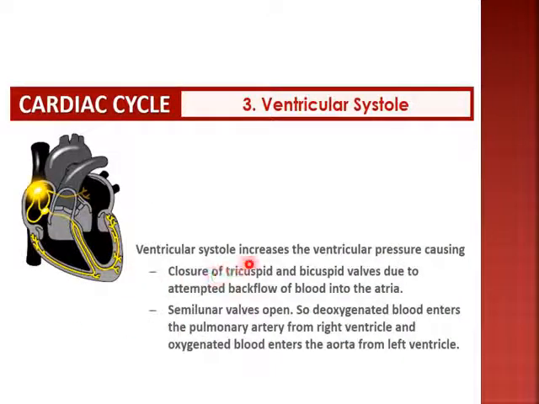Ventricular systole increases the ventricular pressure, causing the closure of the tricuspid and the bicuspid valves due to the attempted backflow of blood into the atria. Semilunar valves open, so the deoxygenated blood enters the pulmonary artery from the right ventricle and oxygenated blood enters the aorta from the left ventricle.